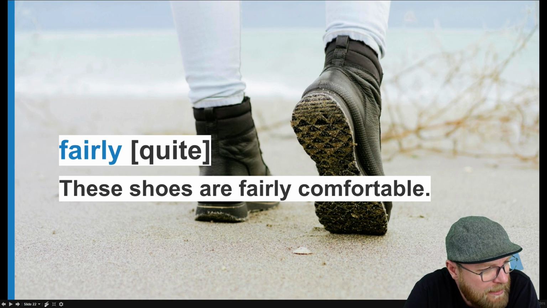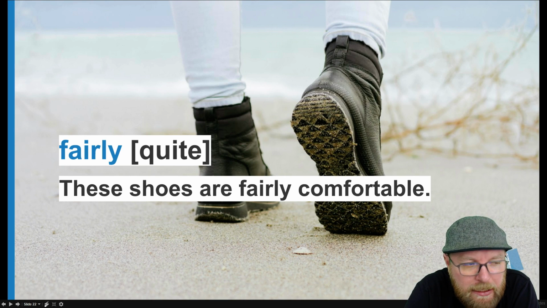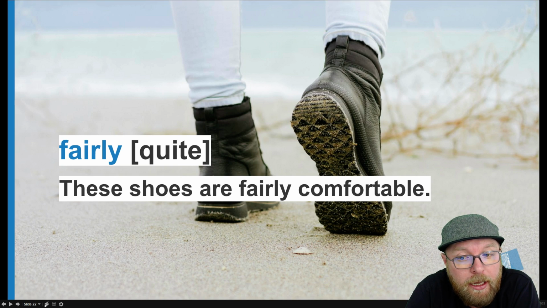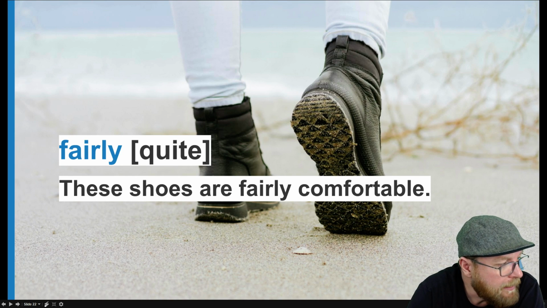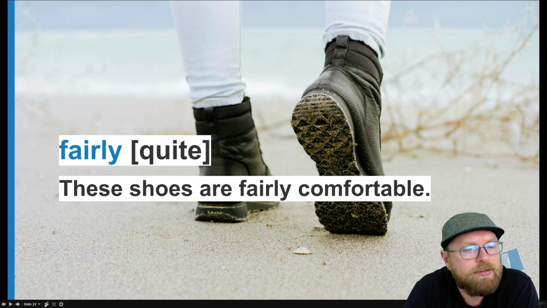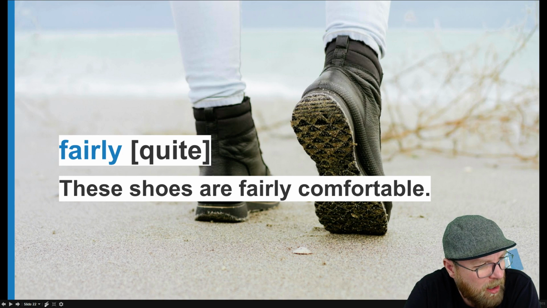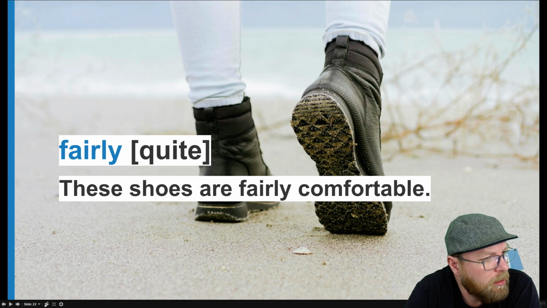Fairly means quite, not quiet, quite. And another way to say quite is pretty. Okay? So they're all the same meaning. Fairly, quite, pretty. These shoes are fairly comfortable. Okay? So these words, are they stronger than very, or are they less strong than very? What do you think? Stronger or less strong?